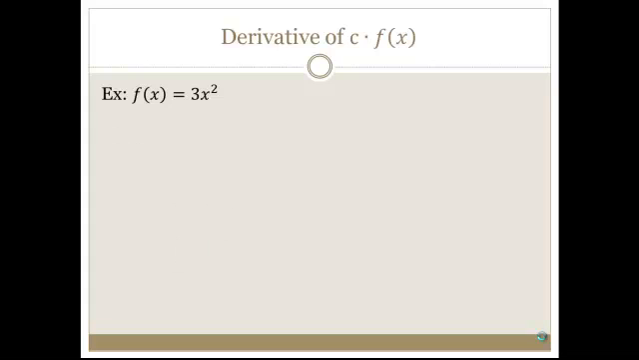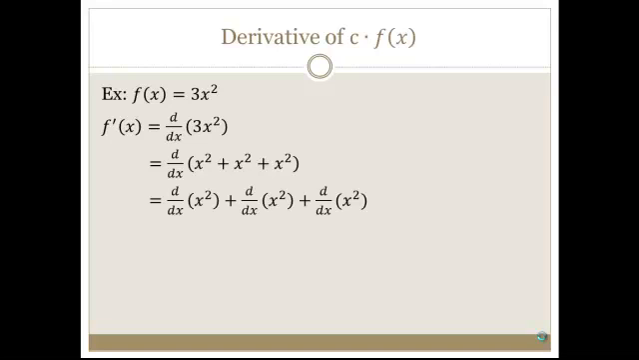What if we change our function to 3x squared and want to compute its derivative? Well, we can write 3x squared as x squared plus x squared plus x squared and break it up as the derivative of x squared plus the derivative of x squared plus the derivative of x squared, with each one of these being 2x, for a total of 6x. So the derivative of 3x squared is 6x.